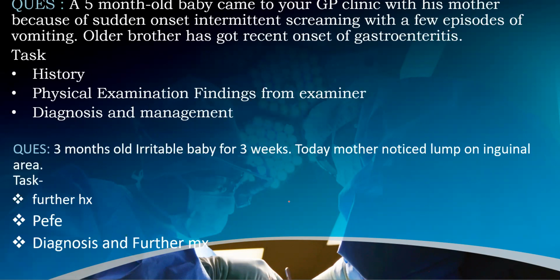Incarcerated hernia comes in 2 ways in the exam. This one is the most common one. A 5-month-old baby came to your GP clinic with his mother because of sudden onset intermittent screaming with a few episodes of vomiting. So it looks like an intussusception case, but it's not. That's why it gets confusing in the exam, because an incarcerated hernia child can also present to you with these screaming episodes.